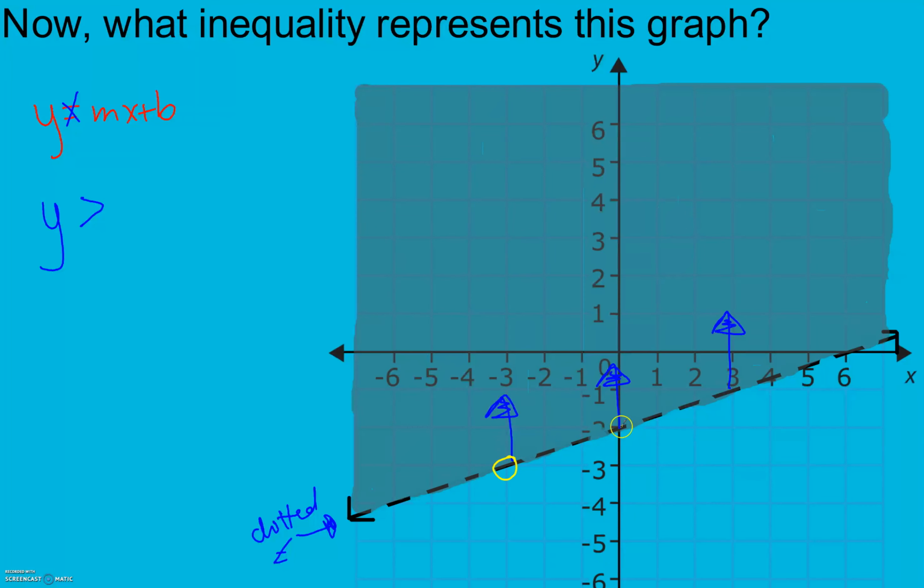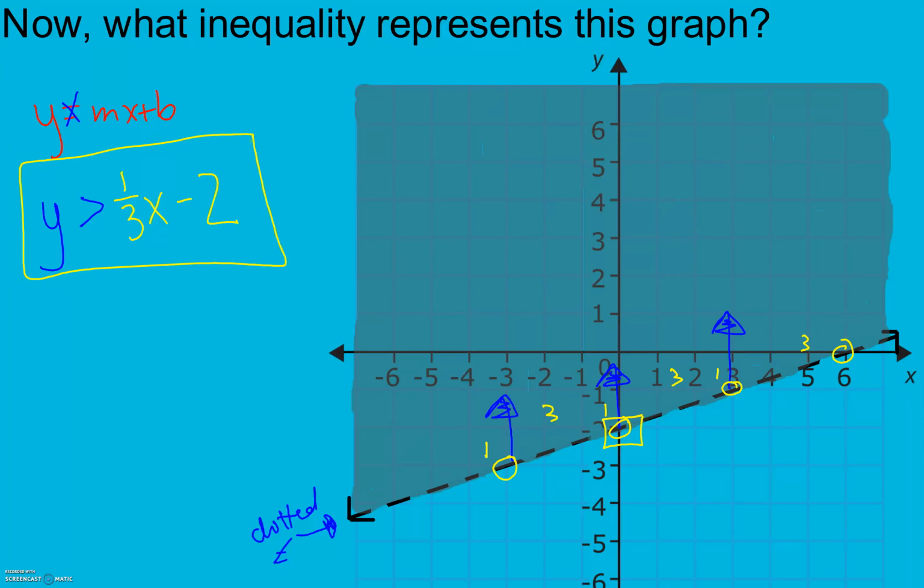Slope here, any 2 points, and if we pick ones that are on corners, it makes it a little bit easier. It looks like we go up 1 over 3, up 1 over 3, up 1 over 3. So it's rise over run, and I get 1 over 3 times x. My b value is where I begin. On my y-axis, it's always on this y-axis, and here it crosses at -2. So y is greater than 1/3 x minus 2.